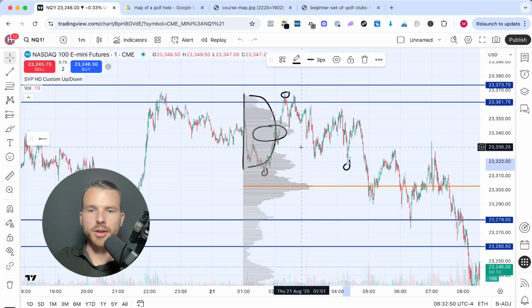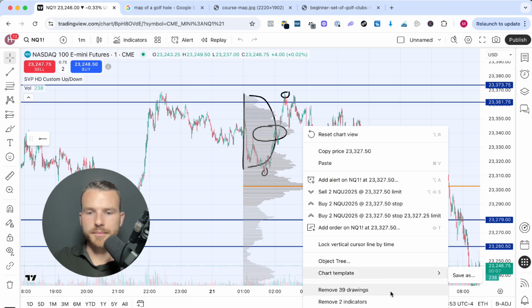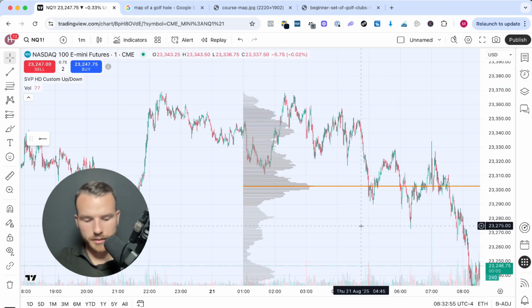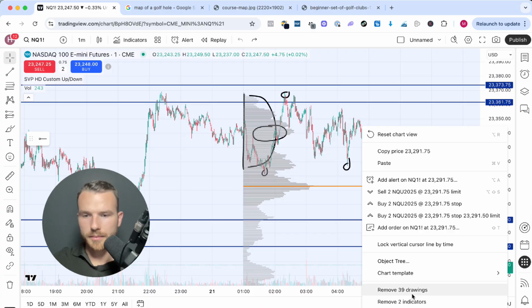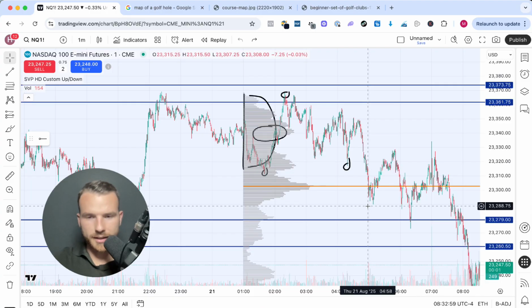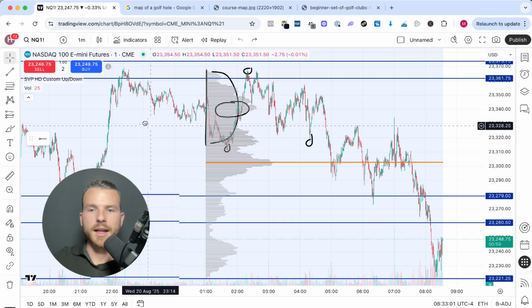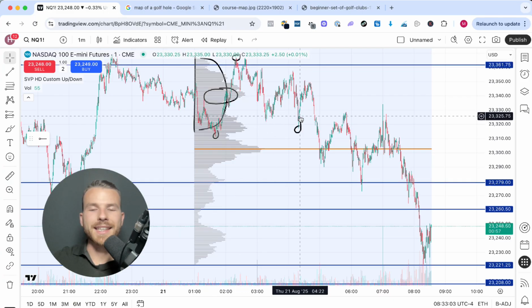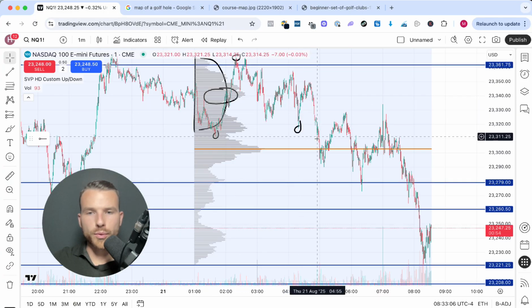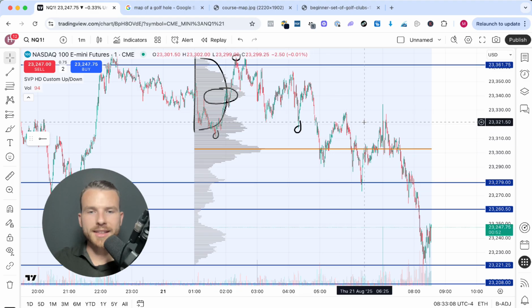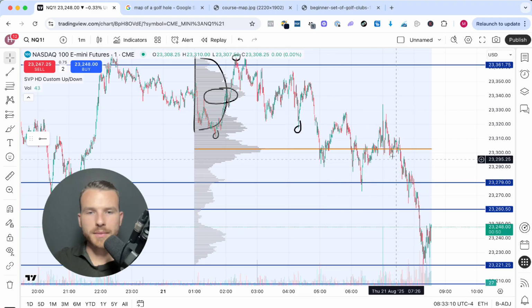Let me just delete all these drawings here. There we go. Deleting all of it. As the time went on, we can see that now we rushed through this level and we are now accepting again. We are accepting lower prices.